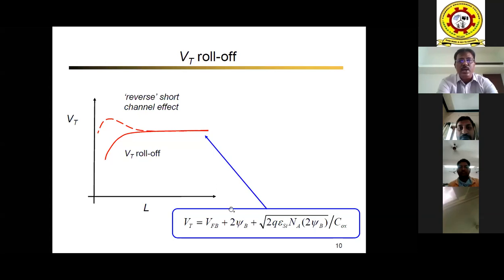Okay, now if you see, the red line is the one going down, and this is a conventional threshold voltage roll-off curve. So how about this one, the dotted one? This is named reverse short channel effect. Why is a new thing suddenly coming in, a reverse short channel effect? Reverse short channel effect is actually coming because of halo doping.